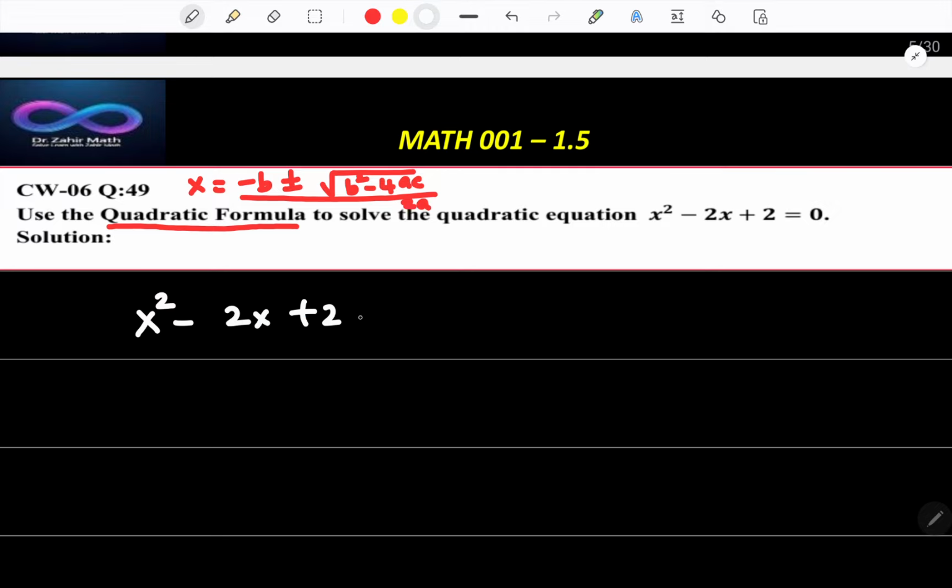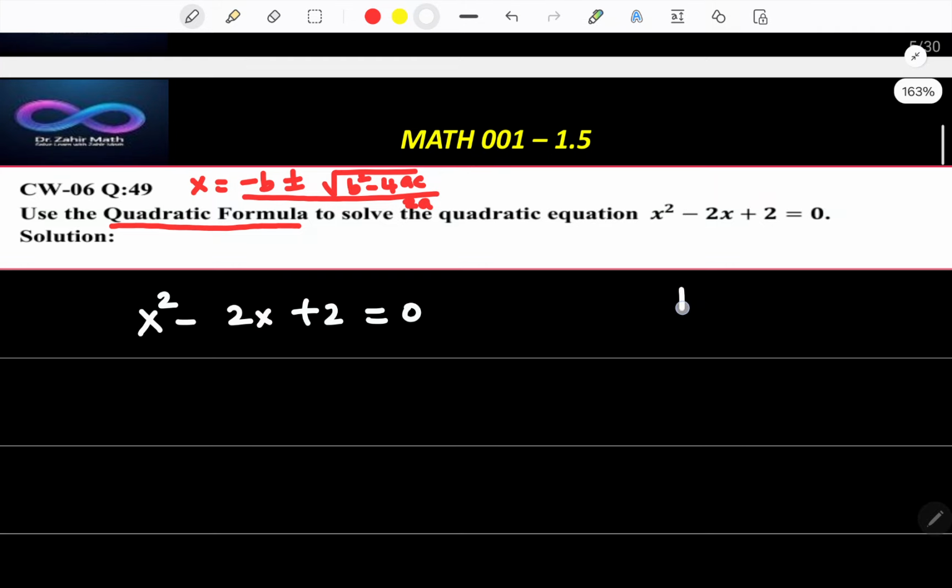Whenever they say quadratic formula, you have to use the quadratic formula. Whenever they say factoring, you should use factoring. Whenever they say just solve, you can directly use the calculator. So 3 options are there, keep in your mind. Now, before starting the problem, get the answer from the calculator and keep it ready. Then you start the work.